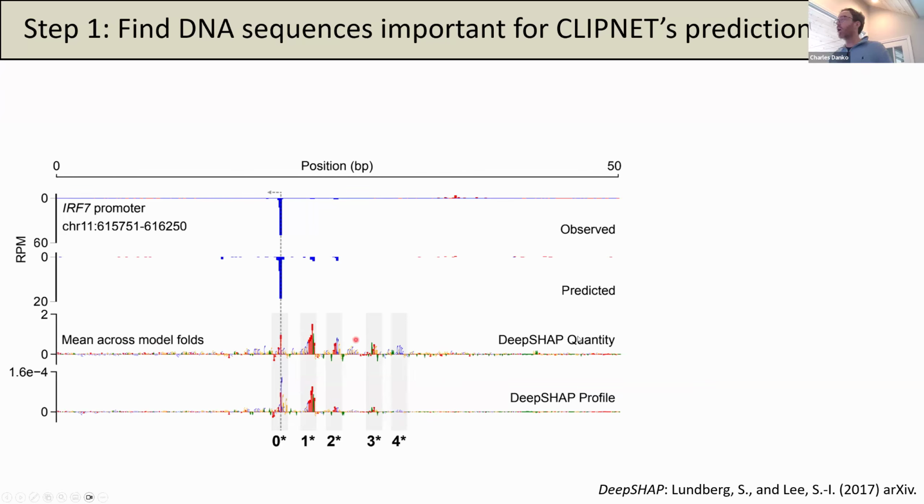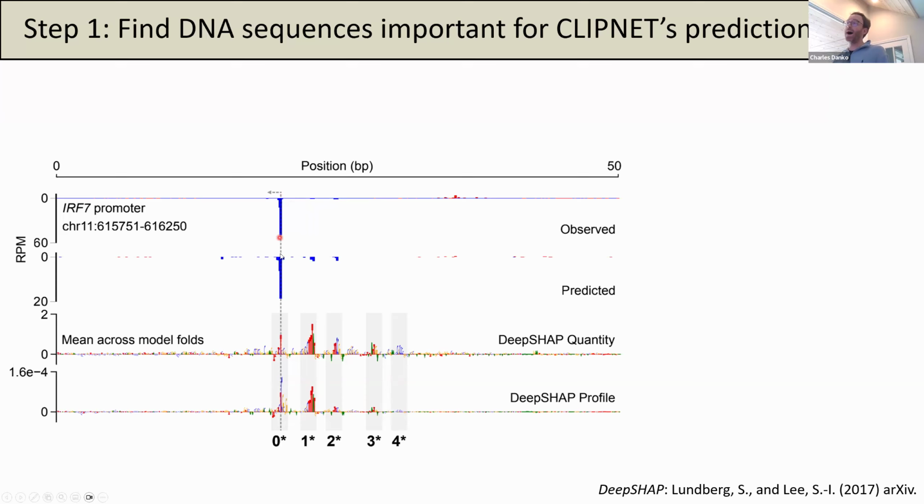So shown here are what we call Shapley values, or DeepSHAP scores, which represent how important each nucleotide on the x-axis is for the prediction that is shown here for the IRF7 promoter. So there's two predictions for these sequence features. The top one depicts the estimates associated with the amount of transcription, and the bottom one depicts the estimates of importance for the shape of transcription.